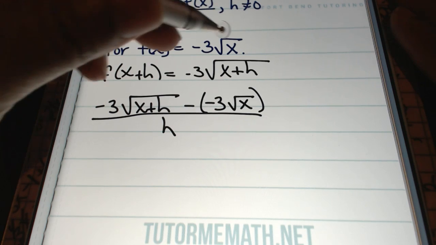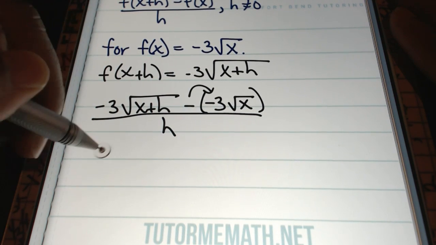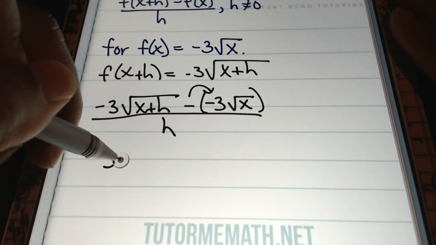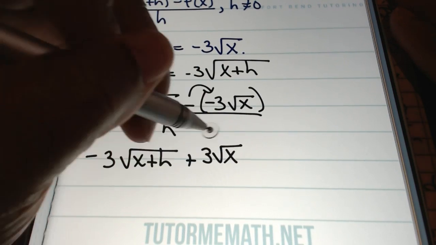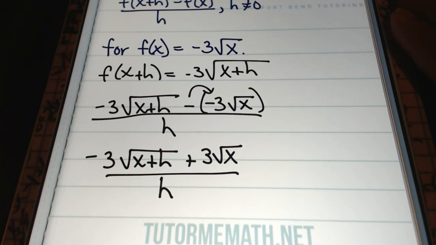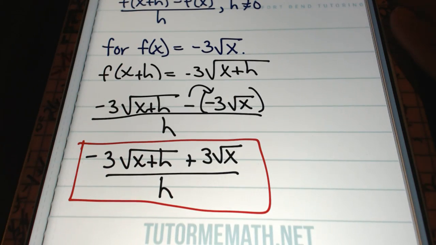We're going to simplify this. We know that we need to find the opposite of negative 3 times the square root of x. So you'll end up with negative 3 times the square root of x plus h plus 3 times the square root of x, all divided by h. And notice, I believe Lewis asked about this earlier, what happens when you still have the variable h in your result? Nothing. Just leave it alone, because that's it. Go ahead and slap a red box around this, guys, because this is the answer.